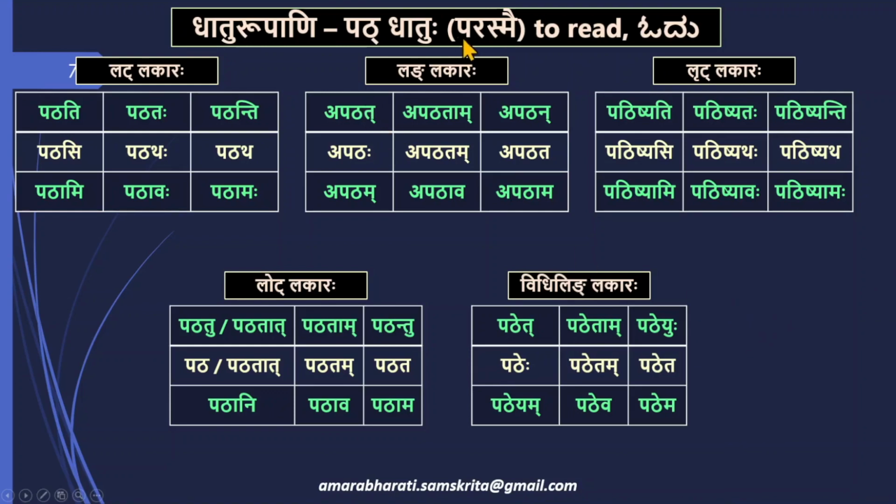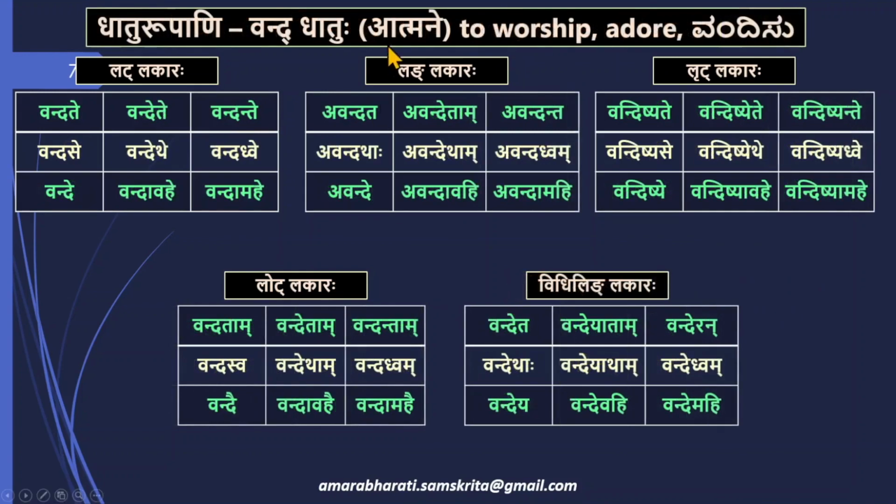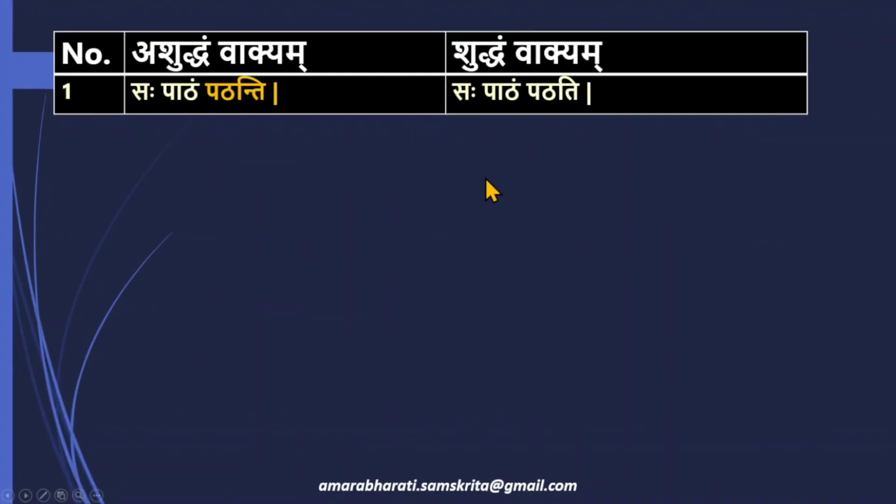This is for Parasmaipadi: Pathati, Pathataha, Pathanti, like that. And similarly, we have for Atmanepadi, Vand dhatu: Vandate, Vandete, Vandante, Vandase, Vandethe, Vandadve, Vande, Vandavahe, Vandamahe, like that. All the rupas, all the forms are also shown in this particular slide for your reference. You can take a note of this. We'll go to the examples.